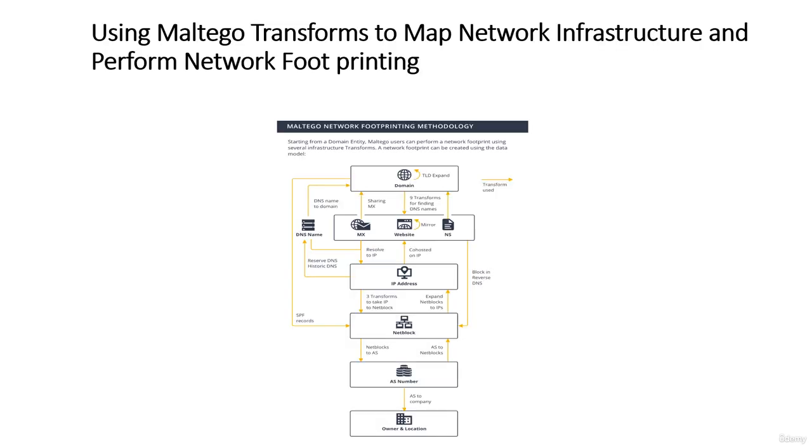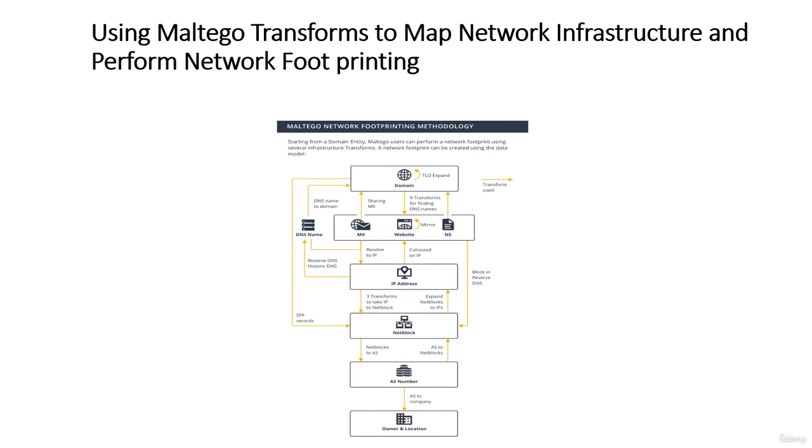So, using Maltego transforms to map network infrastructure and perform network footprinting. Maltego has a number of transforms that pull infrastructure data easily from OSINT and third-party data sources for network footprinting, and while returning the query result, the transforms also map out the relationships between each of the data points and visualize the infrastructure in a graph. As you can see in here, the arrows are labeled with the Maltego transform that can be used to find such information.